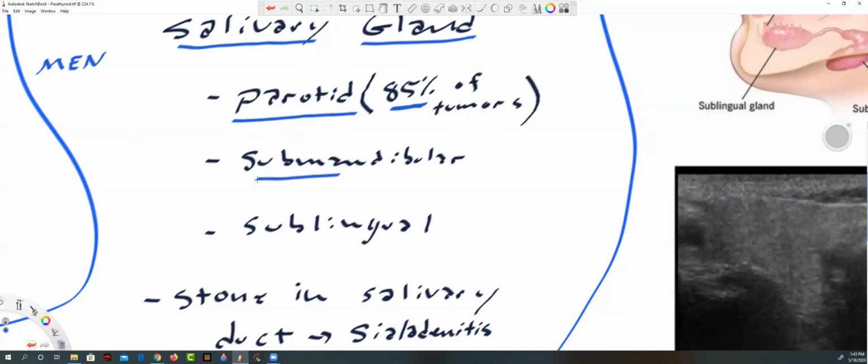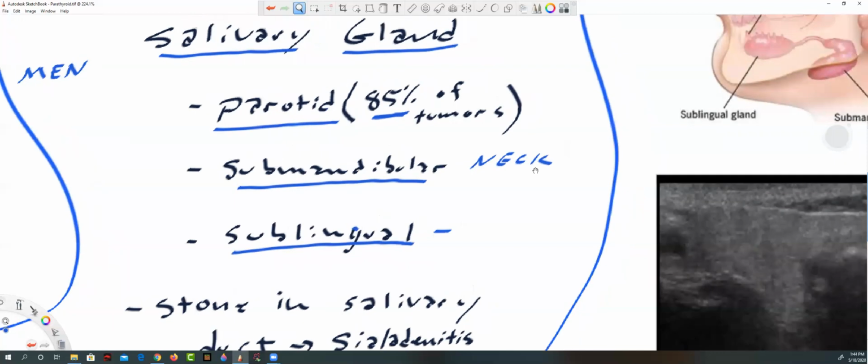There's also the submandibular. You will see that with a neck exam. And then the sublingual. You probably will not unless you're really looking for it, and that one is under the tongue.